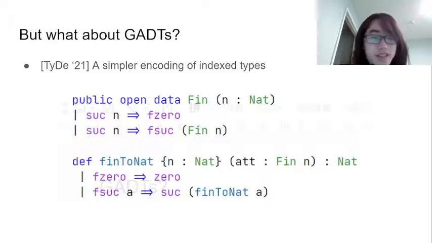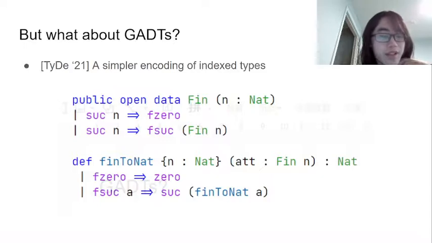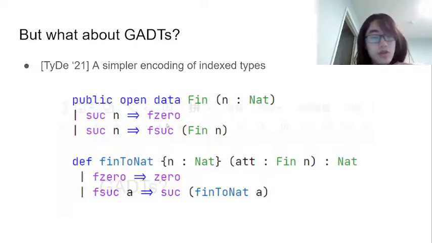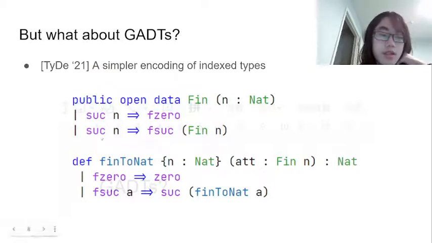But what about GADTs? Because we have Haskell-ish data type syntax, we don't have an obvious way to do GADTs. So we have followed a paper in the TyDe workshop called the simpler encoding of indexed types. We add a pattern matching before the constructors to describe when these constructors are available during pattern matching. This is not an actual pattern matching, it's just a way to specify when the constructors are available. So these pattern matchings do not need to be covering, and they can overlap, so this is kind of pseudo.